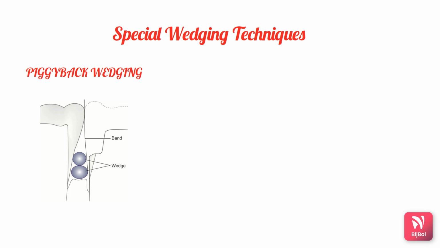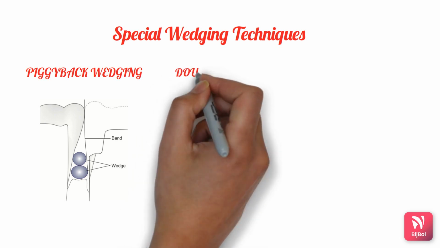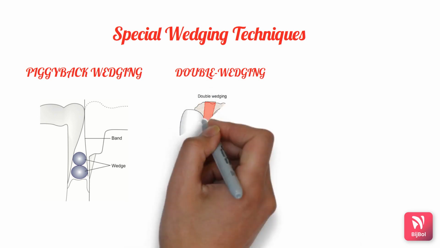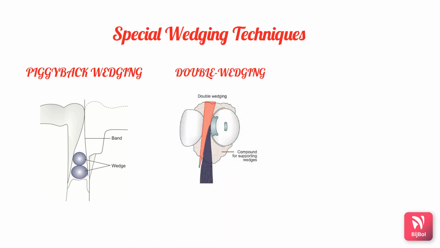Now we'll see the double wedging technique. This refers to the technique using two wedges, one from the buccal aspect and another from the lingual aspect, to provide close adaptation to the matrix band. This is indicated when the proximal box is wide in buccolingual dimensions.